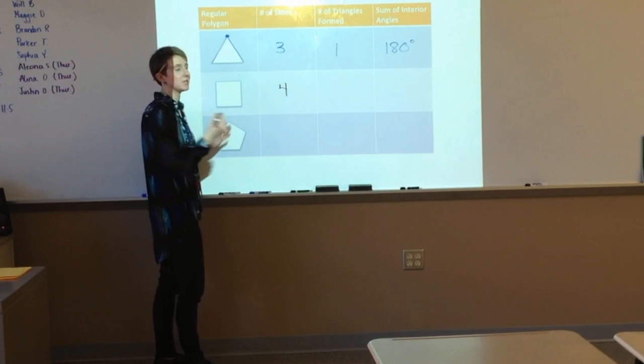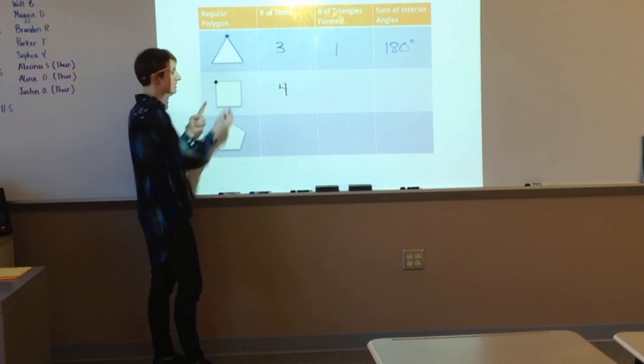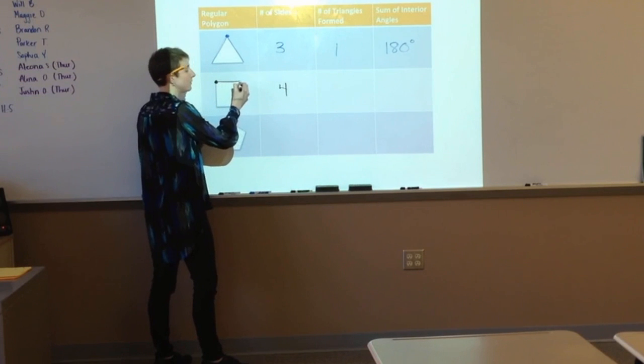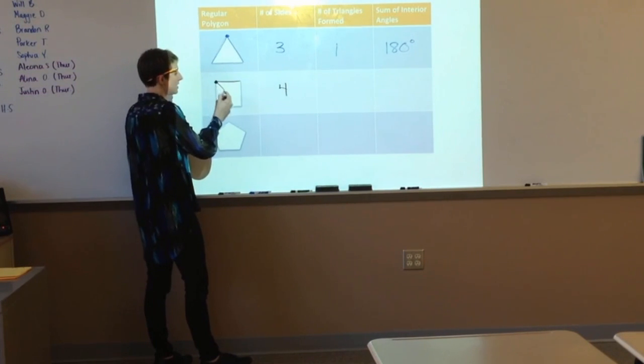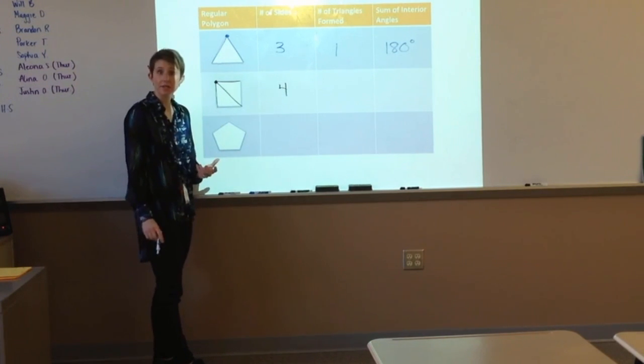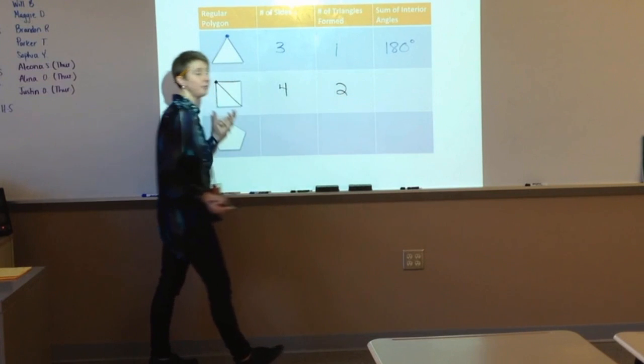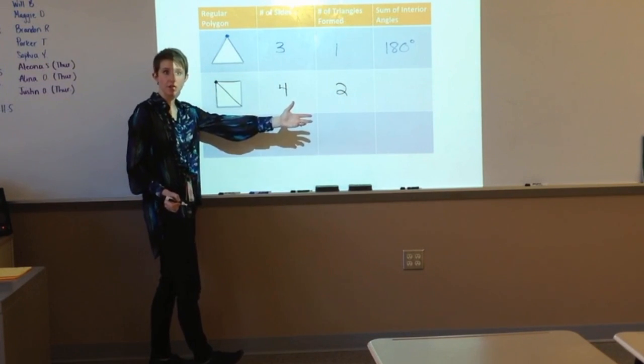Number of triangles formed, here's what we're going to do. Again, pick a vertex, and then from that picked vertex, draw a segment to every other vertex, always going back to the one vertex that you picked. How many triangles do you see? 2. How can we use this to help us find the sum of the interior angles?